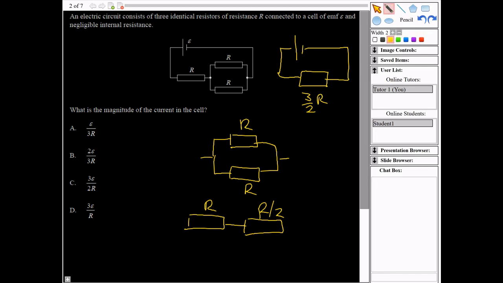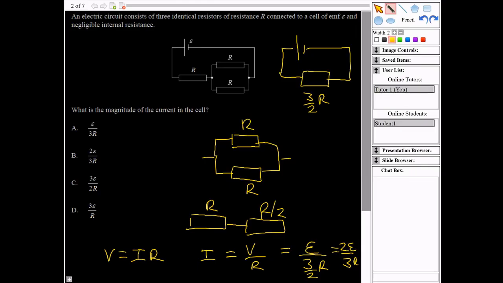Then I can use that, what do I need here? The current. So V is equal to IR. So the current is going to be the voltage over the resistance. So the voltage, it says EMF is E, and then we're going to divide that by 3R over 2. So the 2 would move to the top. So it's going to be 2E over 3R, sorry. So the answer is B.